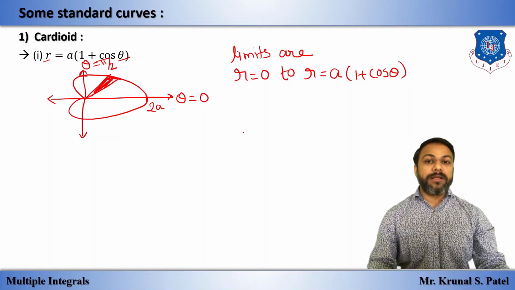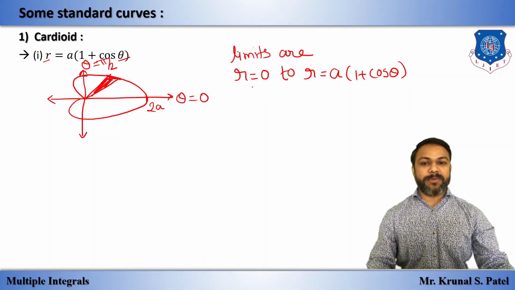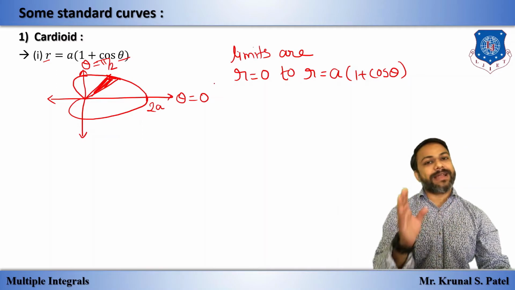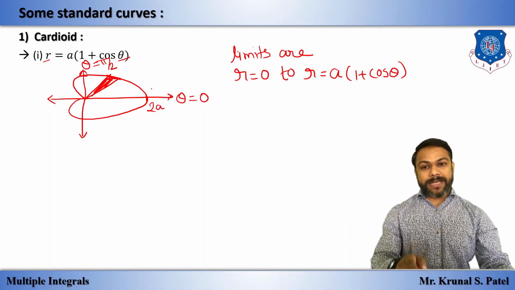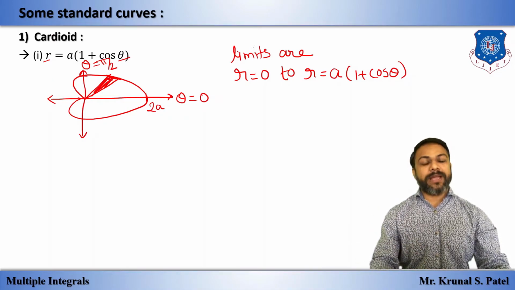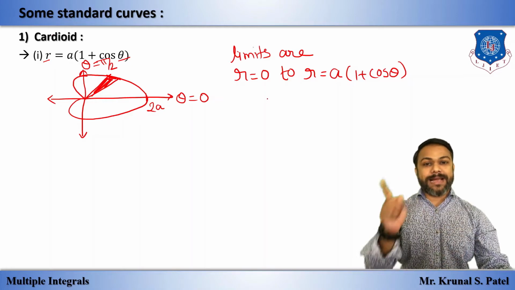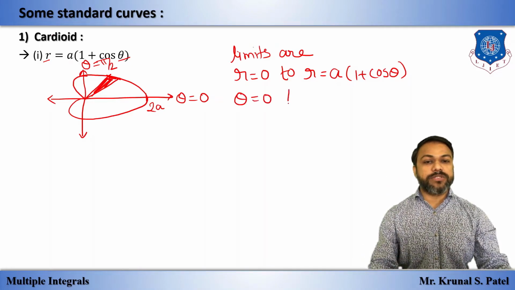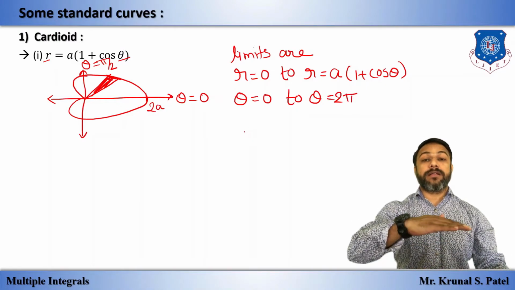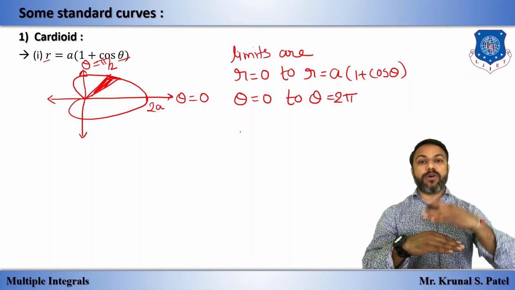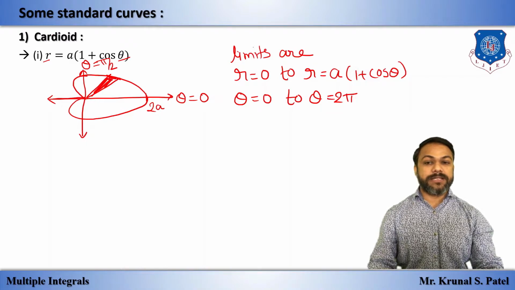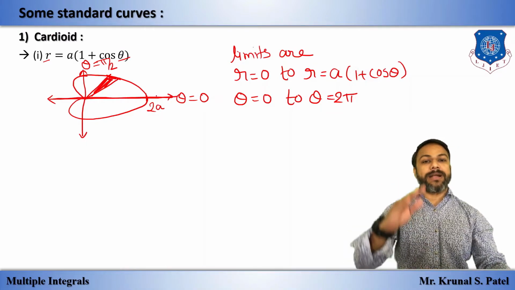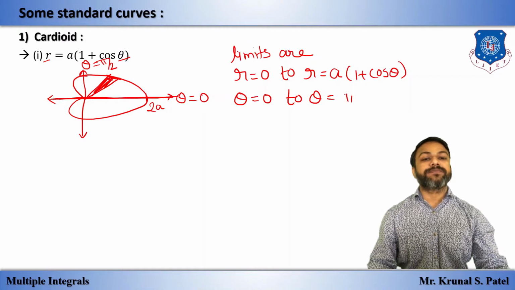And in the example, if it is asked over the cardioid, that means the entire cardioid, and for the entire cardioid we know that it covers 0 to pi and pi to 2 pi. So the entire cardioid gives theta equal to 0 to theta equal to 2 pi. If it is asked for the upper part of the initial line, so this is our initial line, theta equal to 0, the upper part means 0 to pi only.